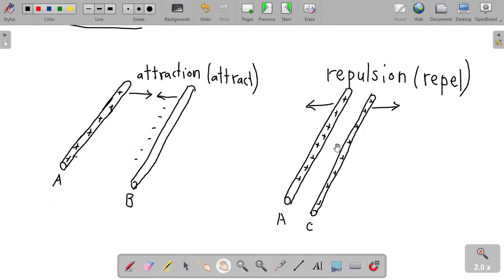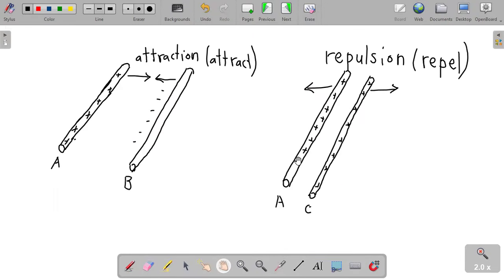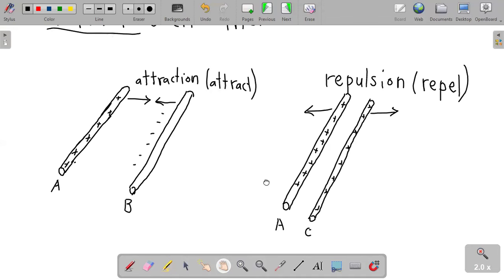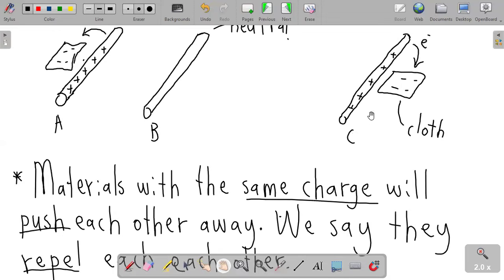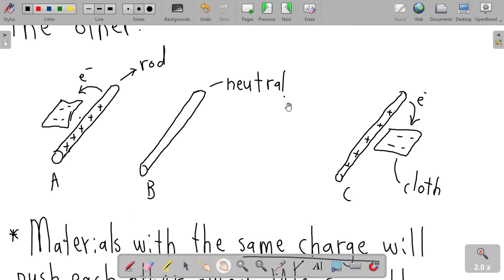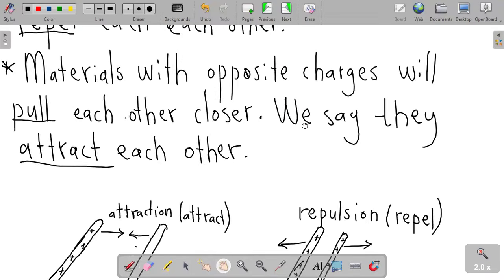What you have to be mindful of here is that the positive charges don't move, it's the electrons that are moving. So when we're using the cloth here in each case, the electrons move from a rod that is neutral, meaning there is a balance of electrons and protons on a neutral rod B. So the electrons move from the rod to the cloth, and the rod becomes positively charged. And that's what gives it the charge.